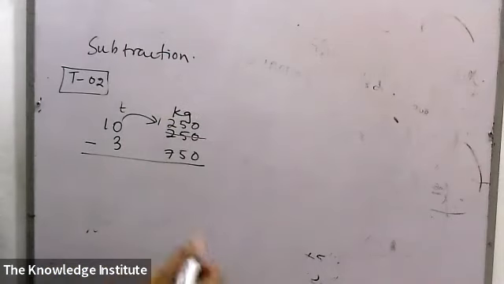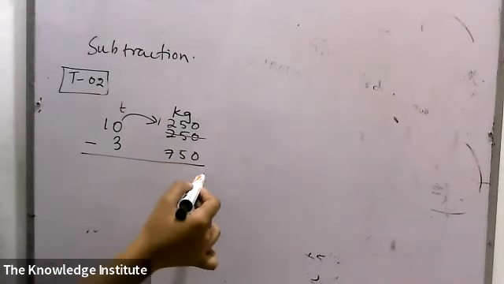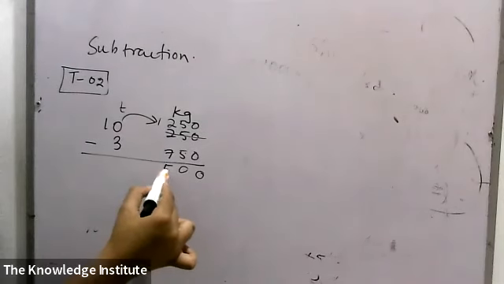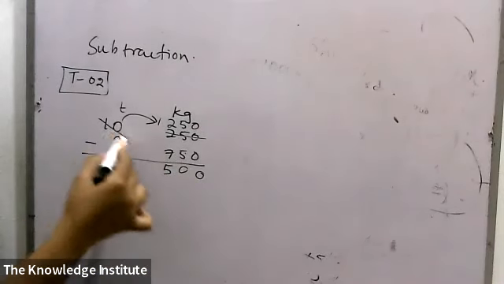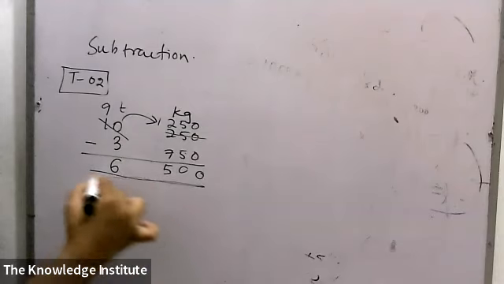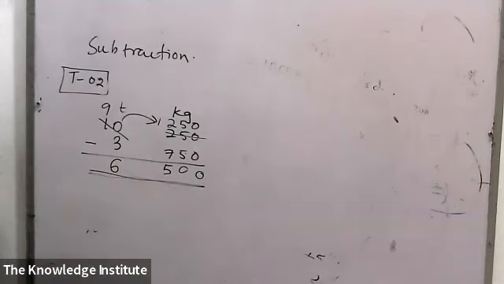Now we can subtract. From 0, if you subtract 0, 0. From 5, if you subtract 5, 0. From 12, if you subtract 7, 5. Then you know when you give 1, it will become 9. From 9, if you subtract 3, your answer will be 6. Did you understand? Yes, teacher. Okay.